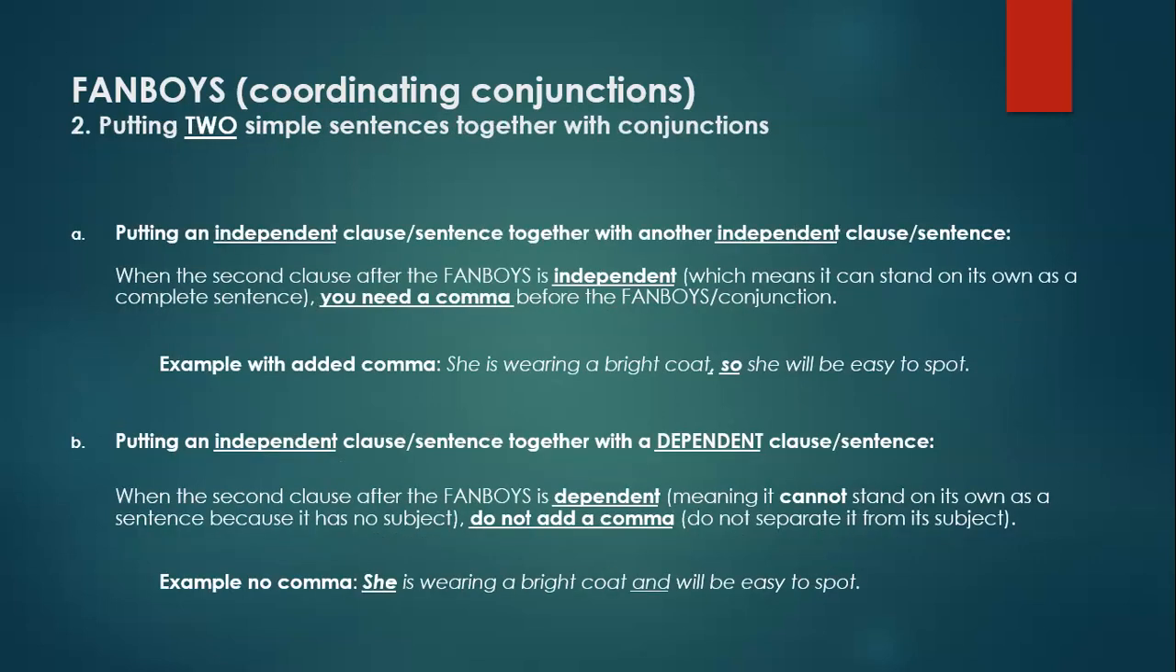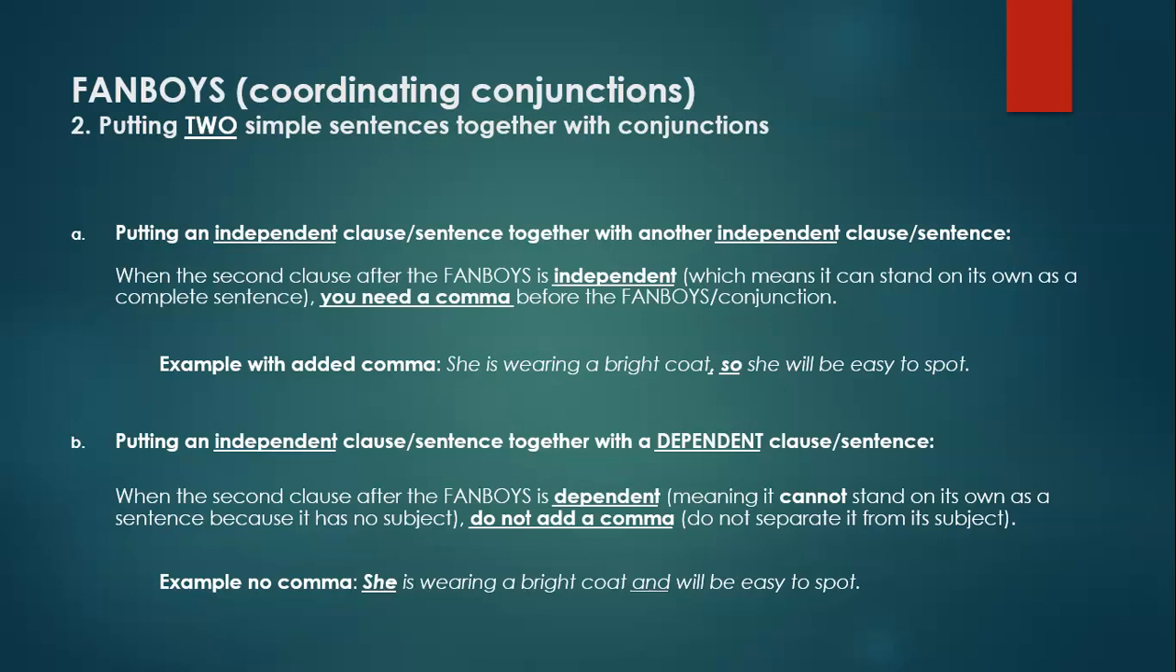Sentence type number 2, putting two simple sentences together with conjunctions, or fanboys. A, putting an independent clause or sentence together with another independent clause or sentence. When the second clause after the fanboys is independent, which means it can stand on its own as a complete sentence, you need a comma before the fanboys or conjunction. Example with the added comma, she is wearing a bright coat, comma, so she will be easy to spot. Notice she will be easy to spot is a complete sentence.